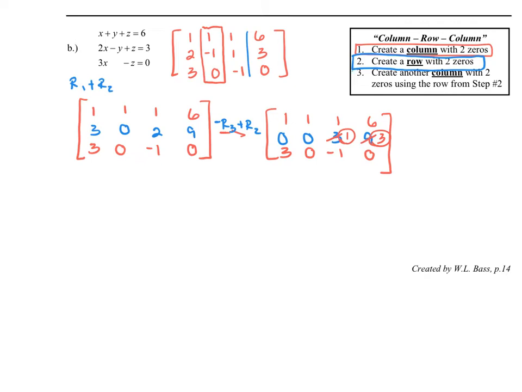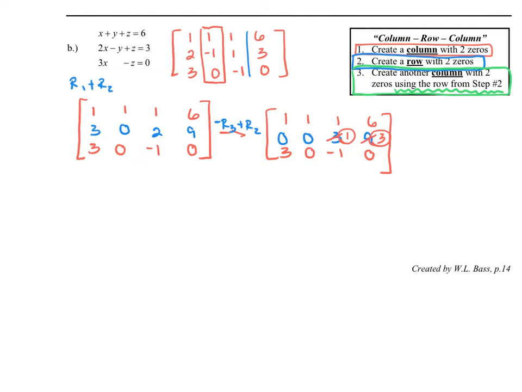Our last step in my process doesn't mean the matrix is going to be done. It just means things are going to be set up really nice for us. At this point, we're going to create another column with 2 zeros, specifically using this row that we created from step 2, meaning I want to use this row to create another column with 2 zeros.